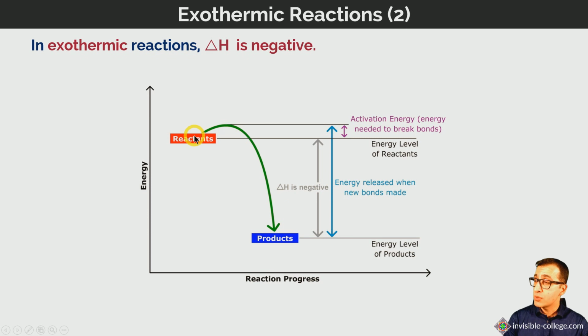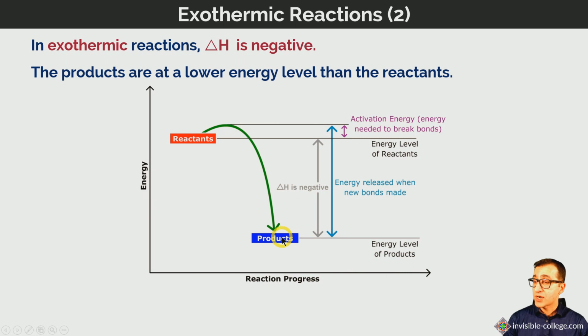So in exothermic reactions, the net energy change, the net enthalpy change, is from higher to lower, and this is negative. So we can see here the relationship between the amount of energy needed to break the existing bonds and the amount of energy released when the new bonds are made. The difference between these two is the overall enthalpy change for the reaction. Now, since in this case we're going from higher to lower, this change is defined as being negative.